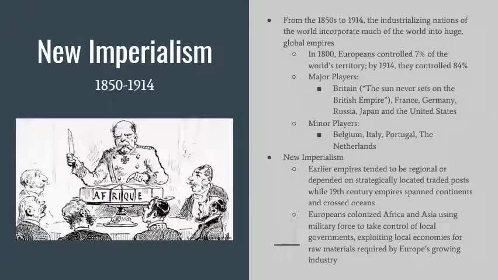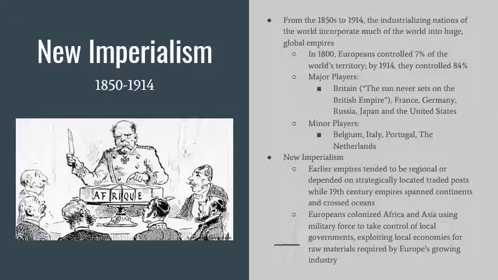This brings us to 19th century imperialism, or New Imperialism. Starting in roughly 1850 and going up to 1914, which was the start of the First World War, the industrializing nations of the world were able to incorporate much of the rest of the world into these huge global empires. And there were a couple of major players and then a couple more minor players that you should know about. The major players in this were Britain, France, Germany, Russia, Japan, and the United States. These were the big, powerful, industrializing regions of the world that were then able to go out and build these huge empires all over the world. There were also some smaller powers. These were lesser industrializing nations, and this included places like Belgium, Portugal, Italy, and the Netherlands.